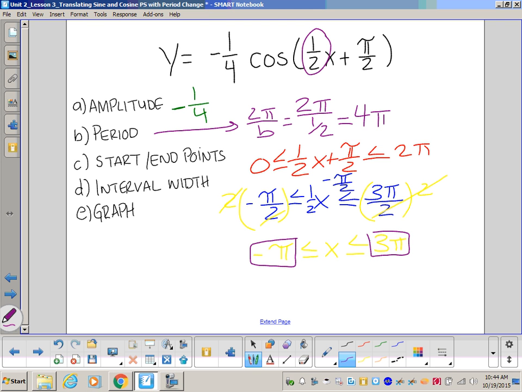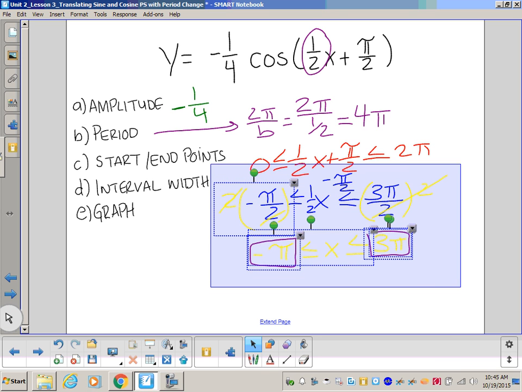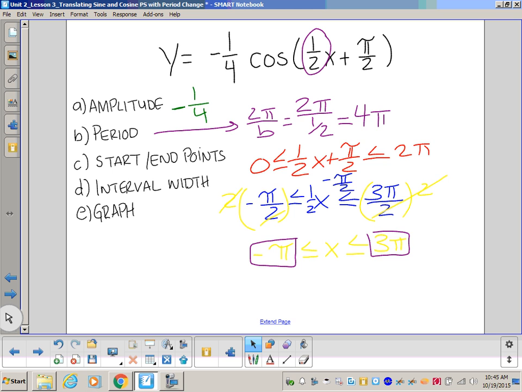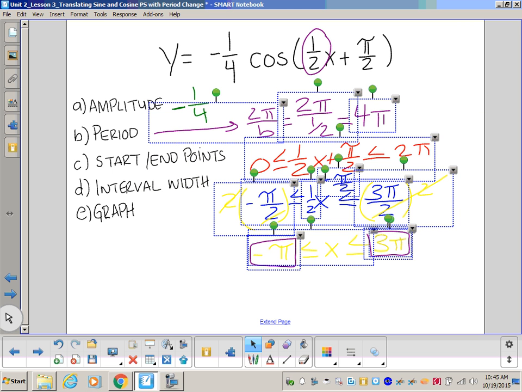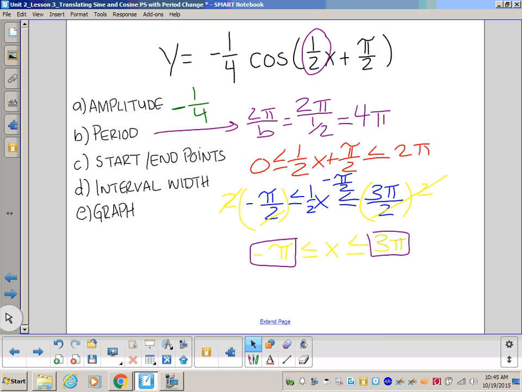To get rid of the 1 attached to the x. I'm going to try and make it smaller.